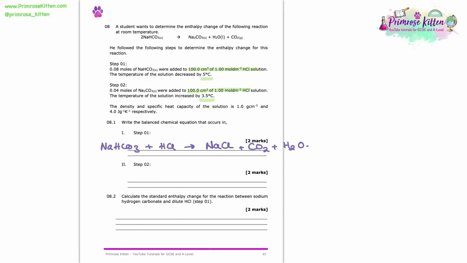So the salt we make here is sodium chloride. We make our CO2 and our water, having a little look for any balancing that may be needed. And I can see that here it does appear to be balanced.